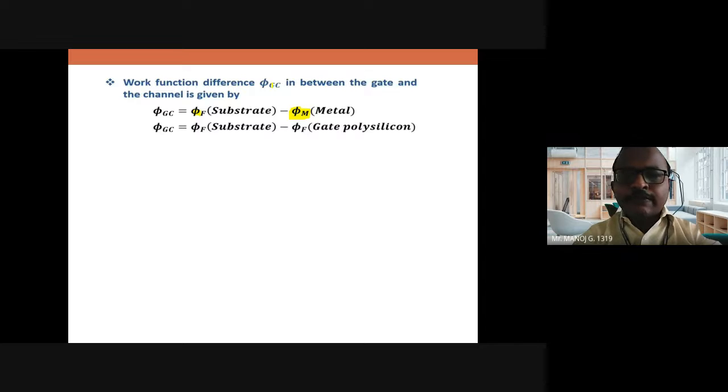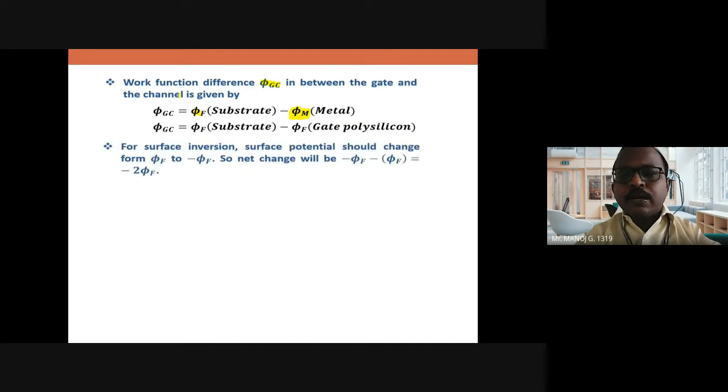That's the first parameter we studied. The first parameter is the work function difference phi GC between the gate and the channel, in other words. That's how you estimate the first parameter. Phi GC is given to be phi f, the substrate part, minus phi m, which is the metal part.